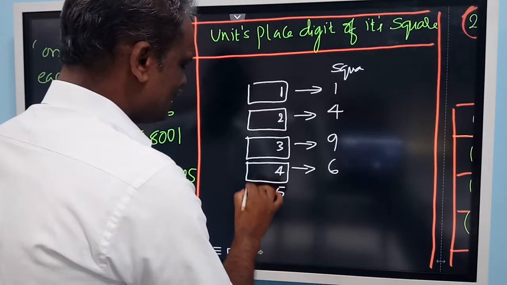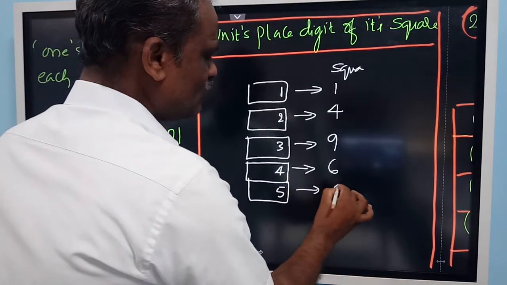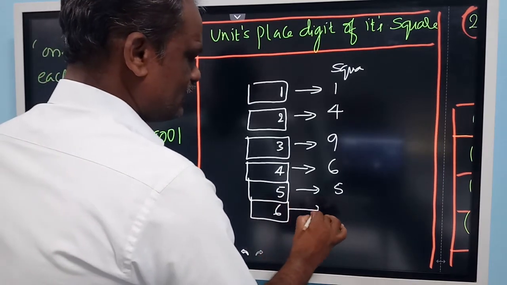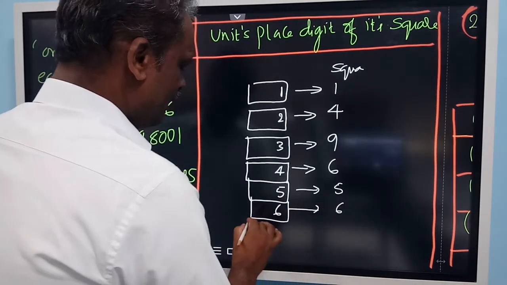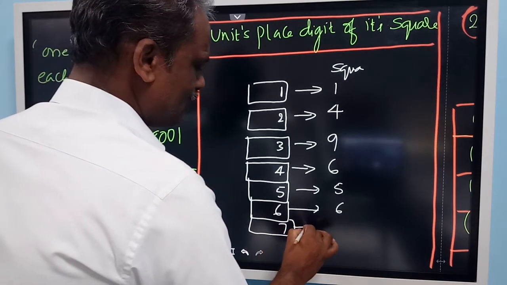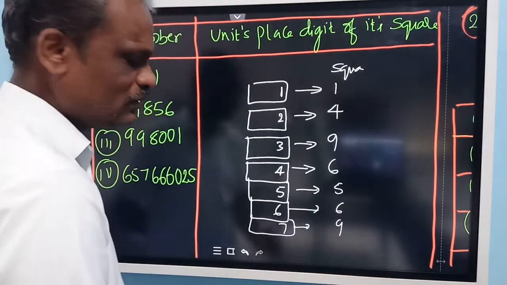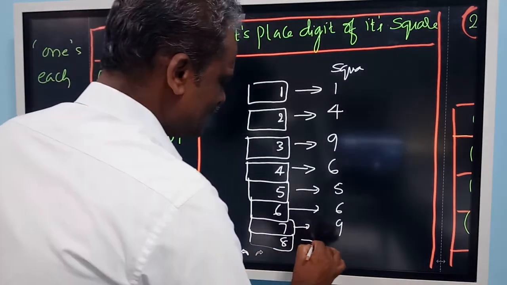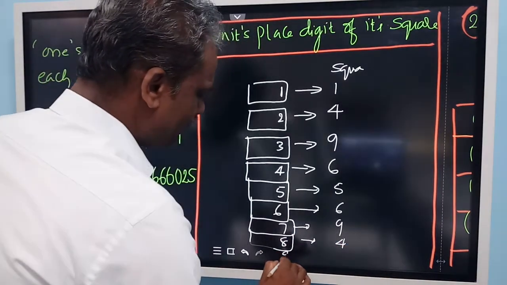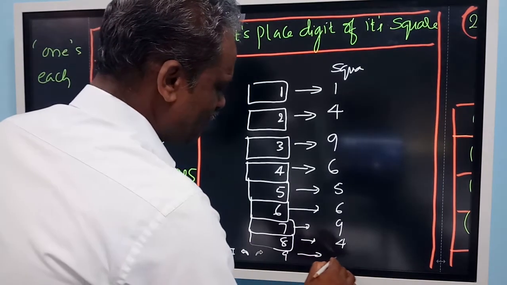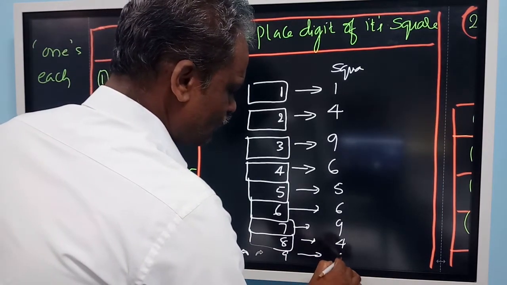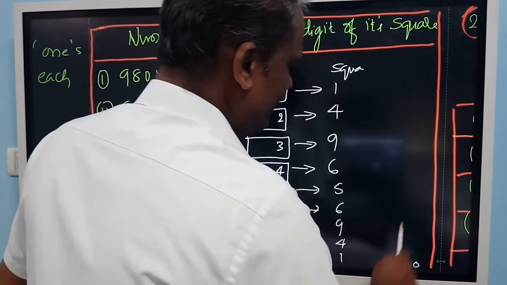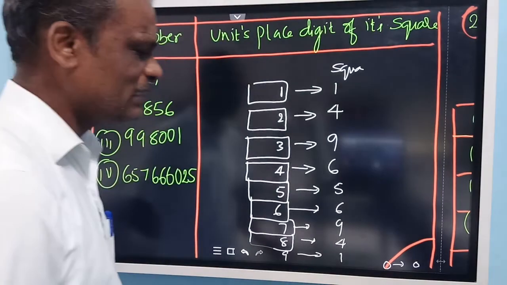If a number ends with a digit 5, its square ends with 5. If a number ends with a digit 6, its square ends with 6. If a number ends with a digit 7, its square ends with 9. If a number ends with a digit 8, its square ends with 4. If a number ends with a digit 9, its square ends with 1. If a number ends with a digit 0, its square ends with 0 only. Isn't it? Okay, let us keep that aside now.